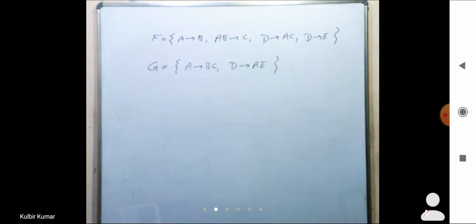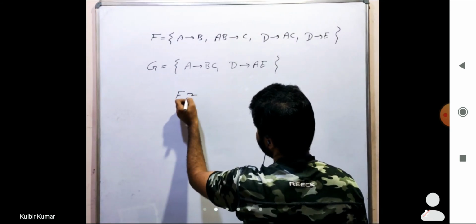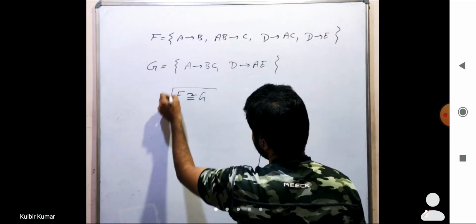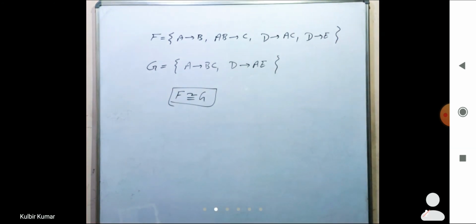Now you check whether F is equivalent to G or not. These two functional dependency sets, are they equivalent or not? Try for this question.